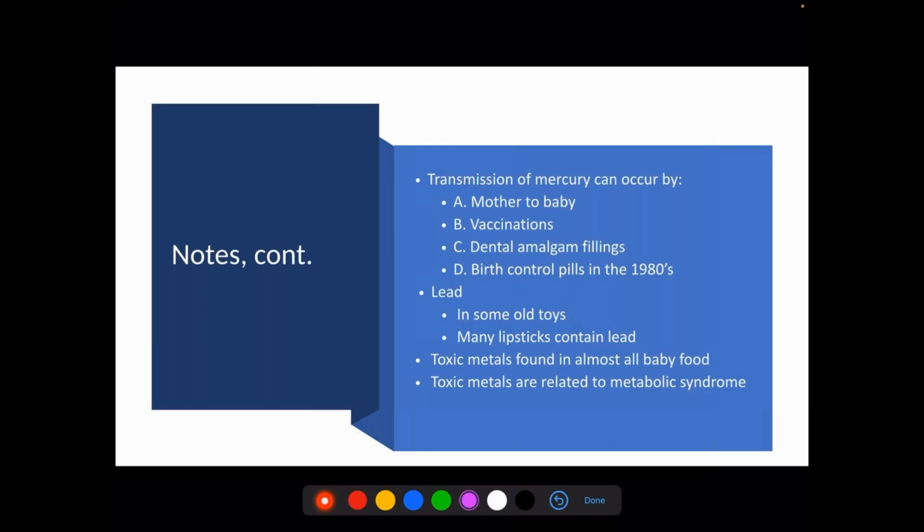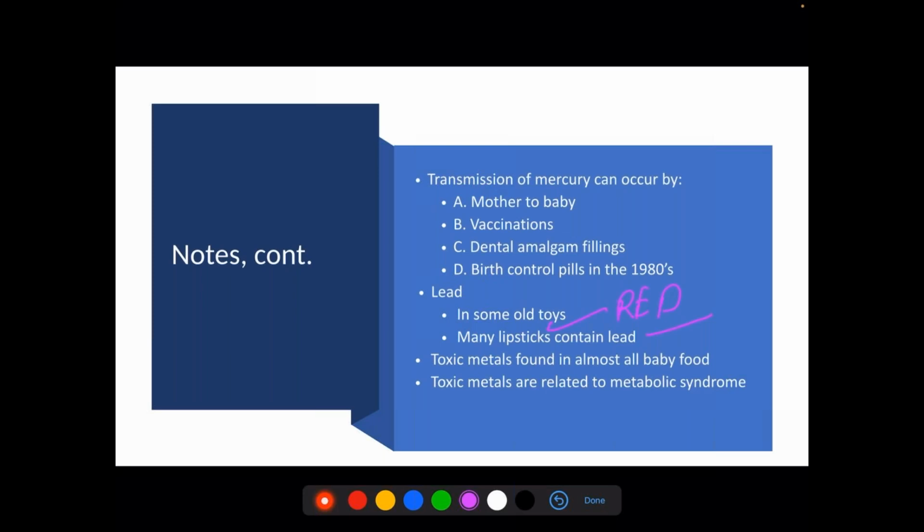Dental amalgam fillings don't need any more presentation than we did the first time, and birth control pills, but that was back in the 80s. And lead, there are still some old toys around. They try to get it out. We did talk about lipsticks. Primarily the red lipsticks are the ones that carry the lead. Pretty much in all baby food, there's lead. Yeah, toxic metals of different types.